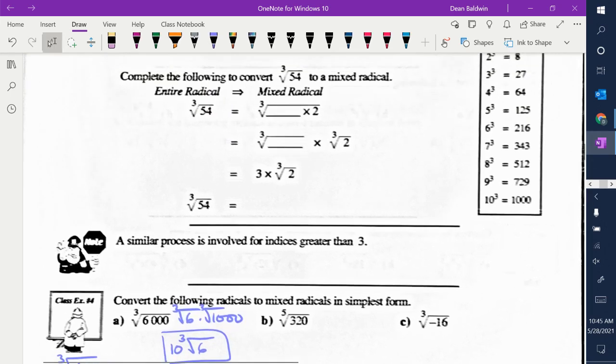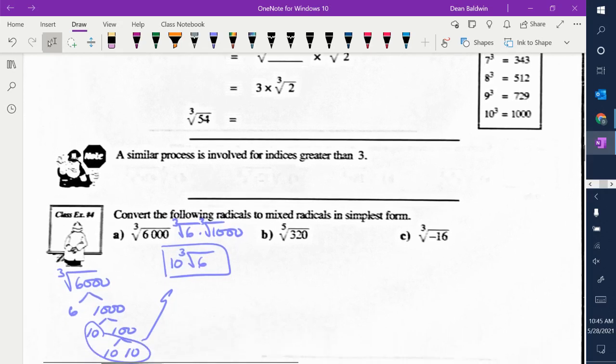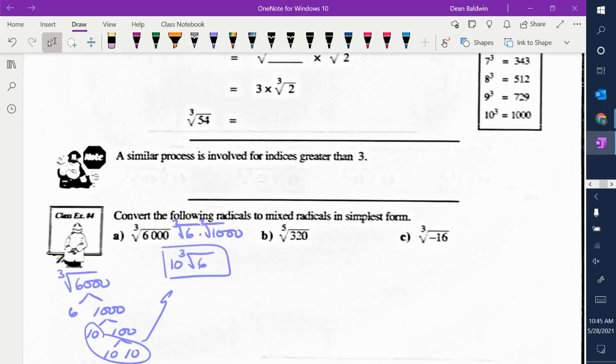320. What multiplies to 320? Yeah, what multiplies to 320? What's a simple breakup? 32 and 10. 32 and 10 would be a perfect one.